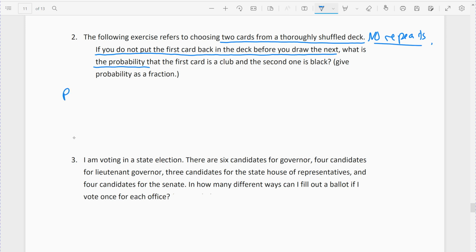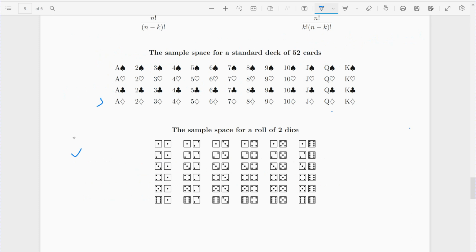So the probability that the first is a club and the second is black. Now, you can't just find the probability of both of them independently. They're not independent because the club is a black card. If you look up here, clubs are also black. So these are dependent events, and you have to take into account that the first event occurred before the second event. Remember, half the deck is black. Clubs are also black.